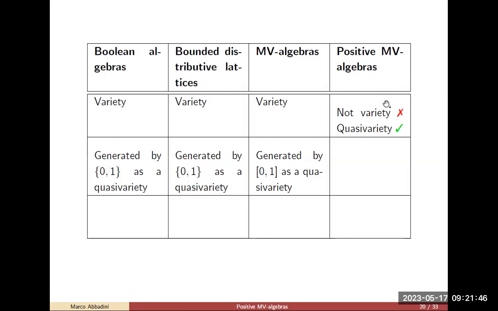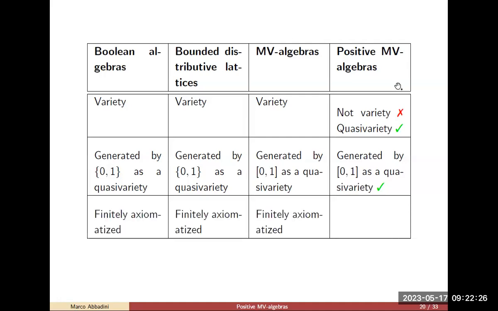And positive MV-algebras, just because they are the positive subreducts of MV-algebras, which are generated by 0, 1, are going to be generated by 0, 1 as a quasi-variety. So let me write it. So also, this tells you that positive MV-algebras are very much like algebras of functions to 0, 1. They're subalgebras of reduced powers of 0, 1. So very much similar to algebras of functions.